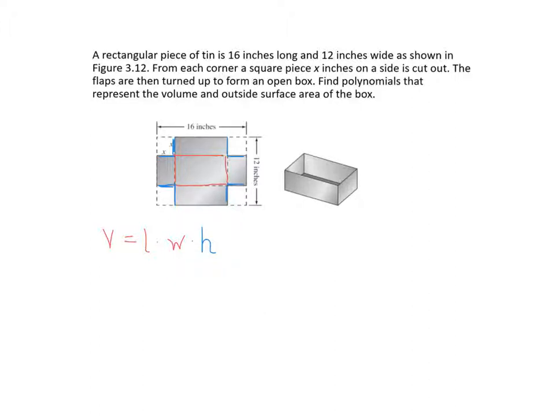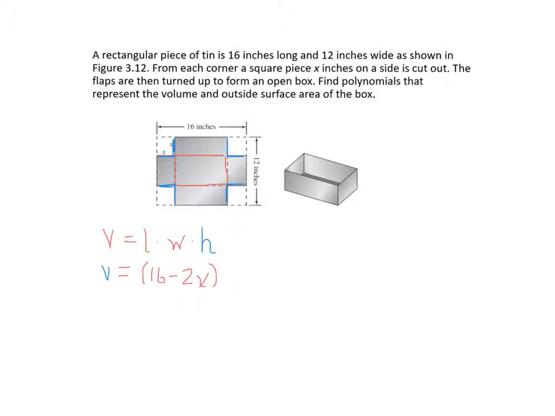So now we have to determine what's the length of this box. So the length of that red rectangle. Well, the original length of the tin was 16 inches, but we cut out an x on the left side of that, and we also cut out another x on the right side of that. So we cut out two x's to form the length of the red base. So that means the new length of our red base is going to be 16 minus 2x.